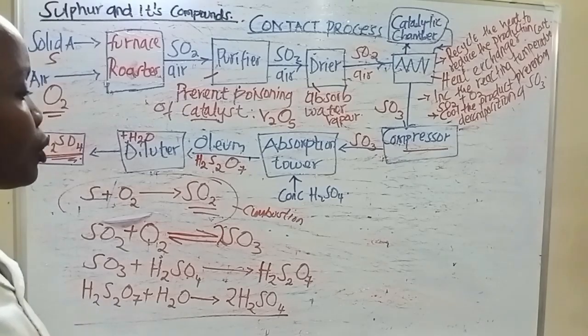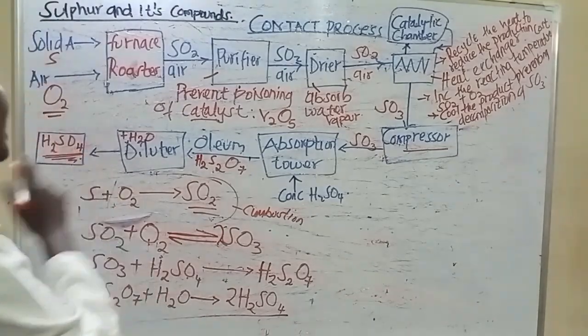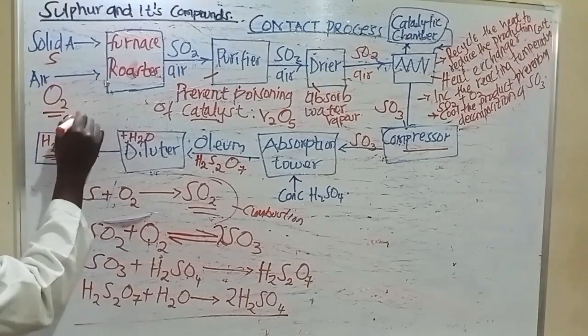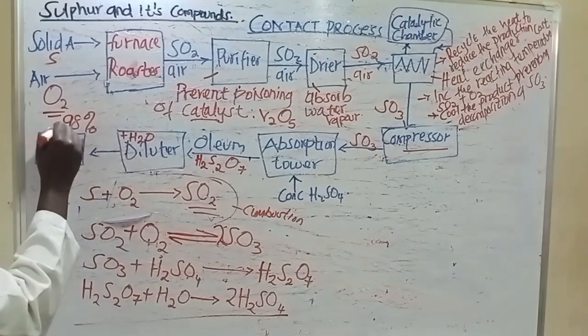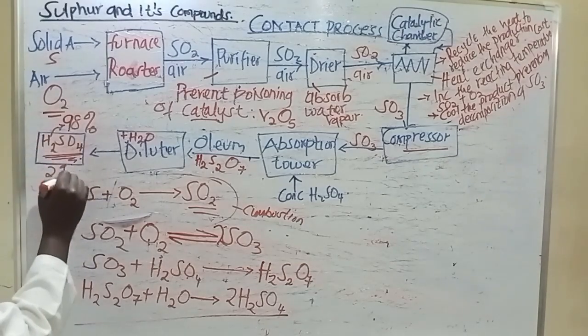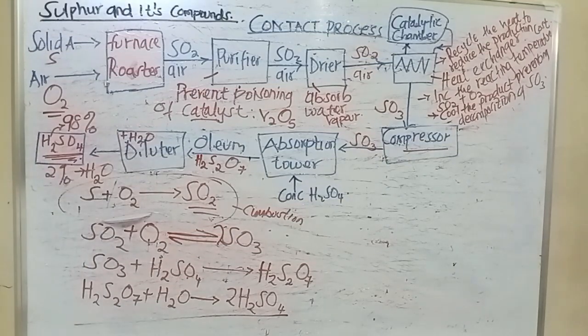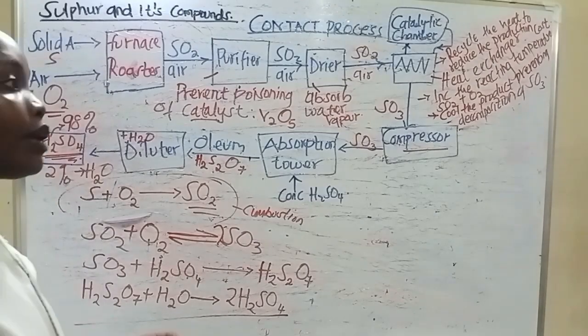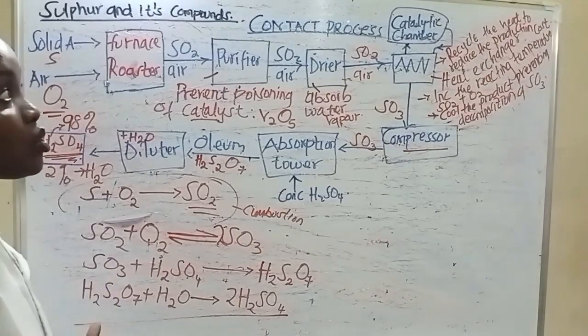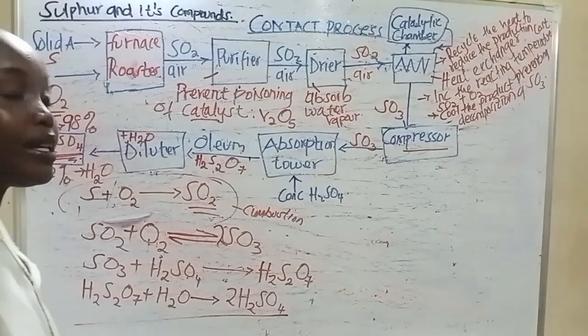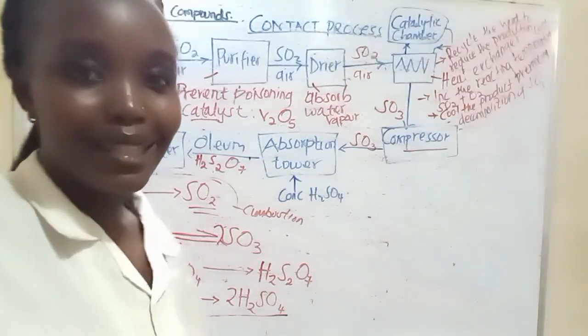Now, it is important to note that the sulfuric 6 acid that is formed in this contact process is normally 98% sulfuric 6 acid and 2% what? 2% water. Okay. So that is the whole process that is involved in the production of our sulfuric 6 acid, and it is called contact process or industrial manufacture of sulfuric 6 acid.